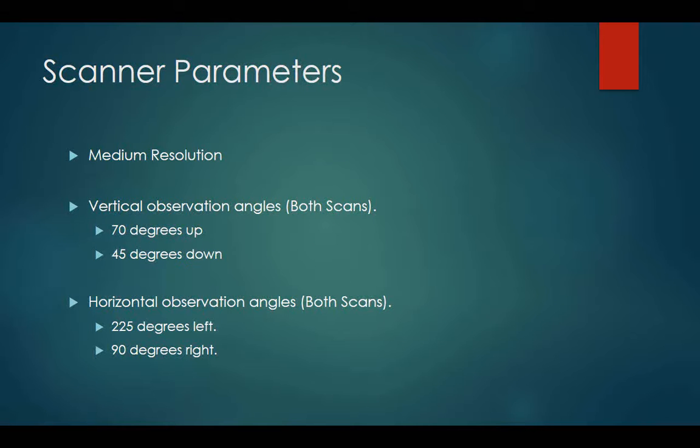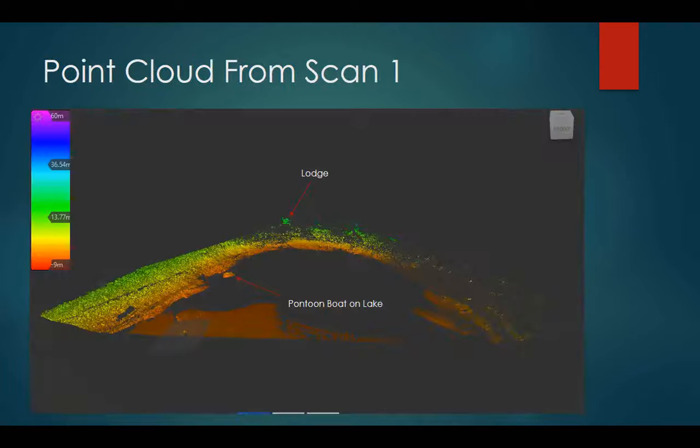The parameters that were set: we ran the scans at medium resolution. The vertical observation angle for both scans was 70 degrees up and 45 degrees down. The horizontal angles for scan 1 were 270 to the left and 90 to the right. But for the second scan, we did 225 to the left and 90 to the right, because we wanted to collect a little bit more of the banks.